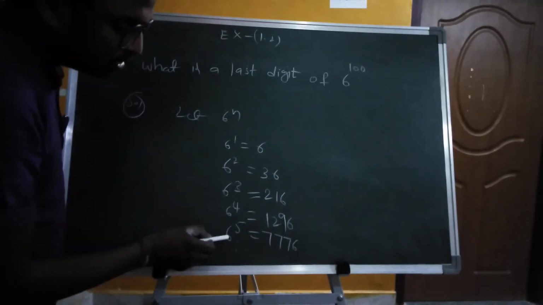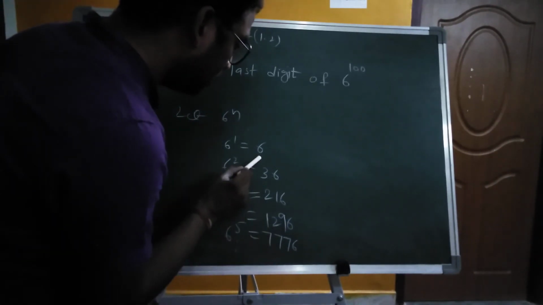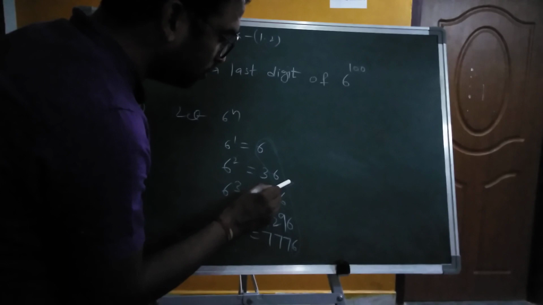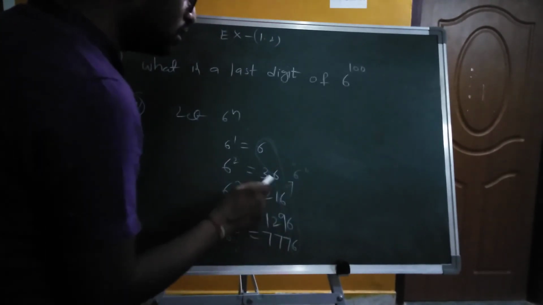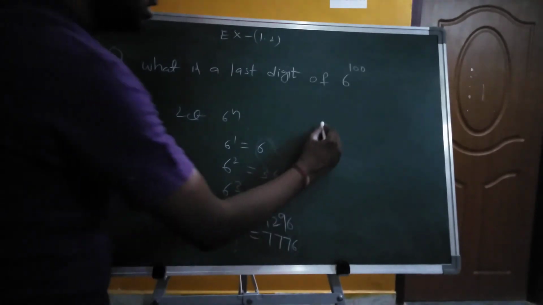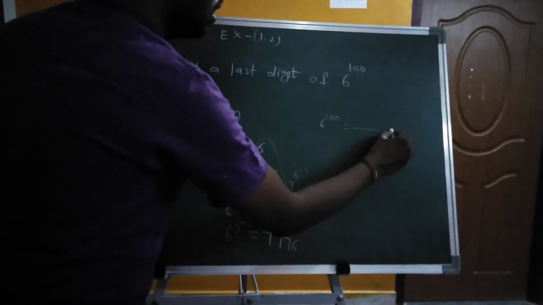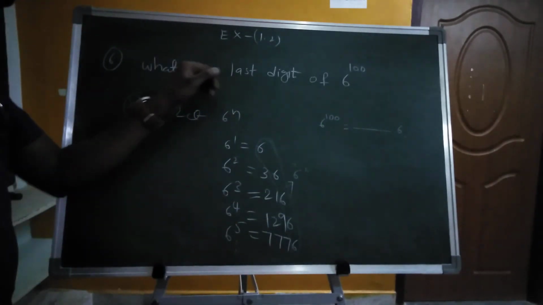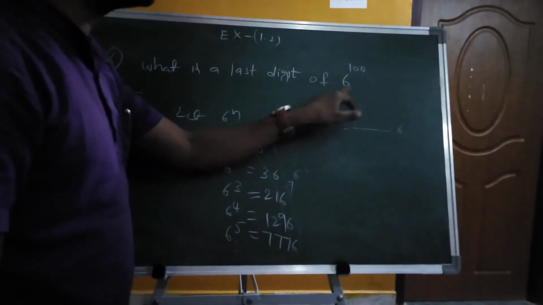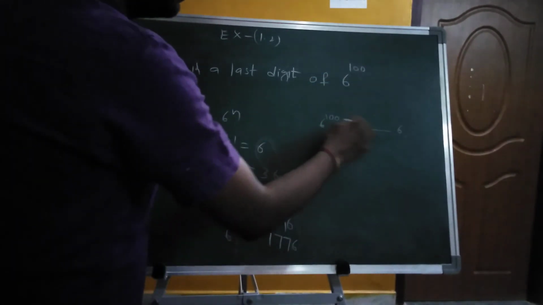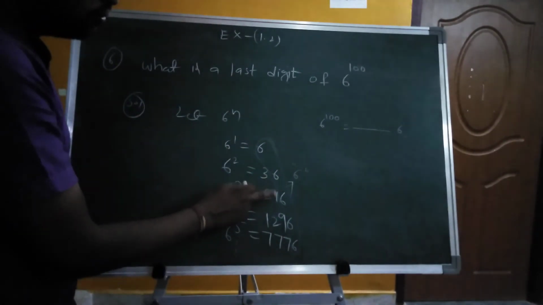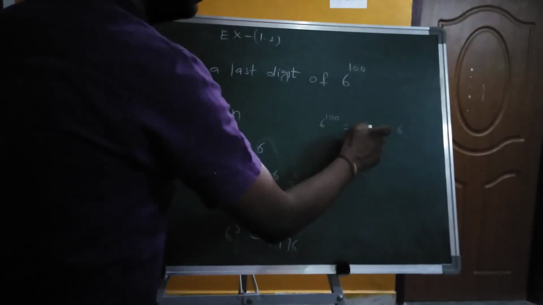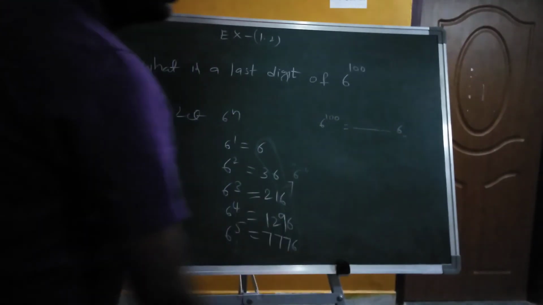Observe here, 6 power 1, 6 power 2, 6 power 3, 6 power 4, 6 power 5. In all these cases, the unit place value, that means the last digit, we got 6. They end with 6. Same like this, 6 power 100 also ends with 6. What is the last digit of 6 power 100? 6 only.